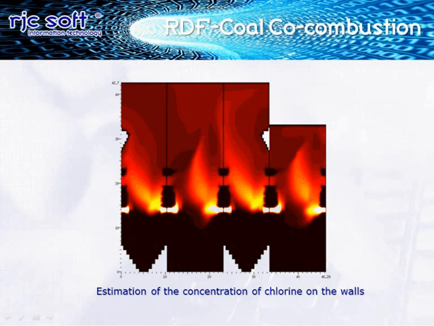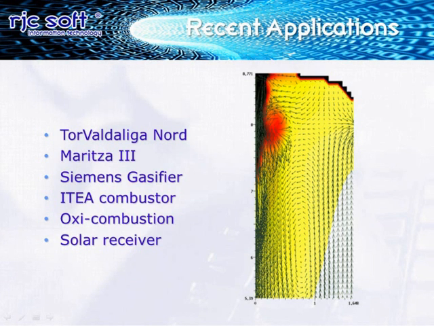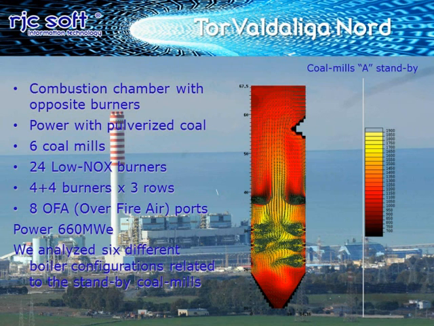Now we illustrate some of the most recent applications of the IPSE code to problems in industrial and research and innovation. Among these, the most important we have Torvaldaliga North power plant, Maritza 3 power plant, Siemens gasifier power plant, ITEA combustion innovative system, oxy-combustion innovative system, solar receiver research apparatus. In the figure are shown the temperature and the flow field calculated during the study of the ITEA combustor in industrial size. The Torvaldaliga North power plant has recently been converted from oil-fired 4 units to pulverized coal-fired 3 units.